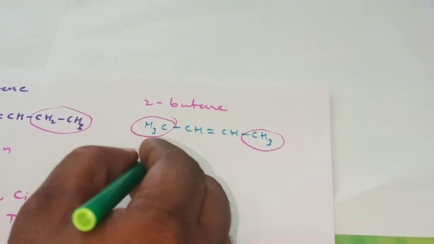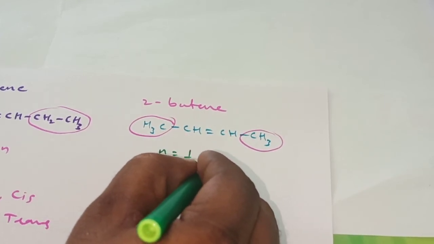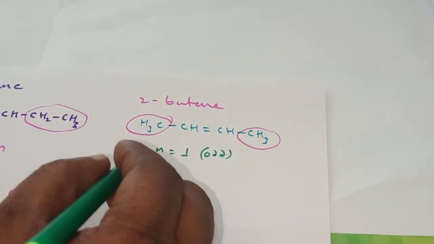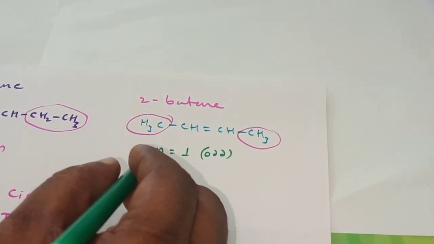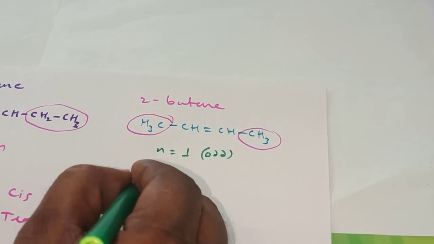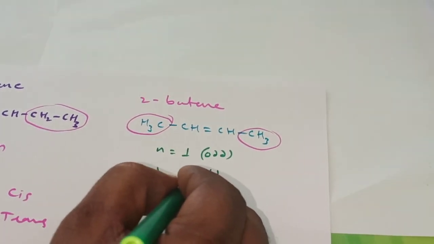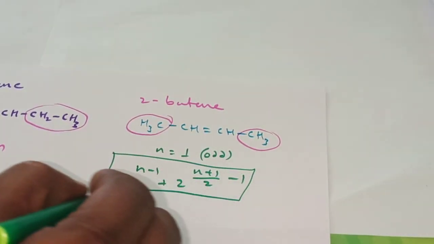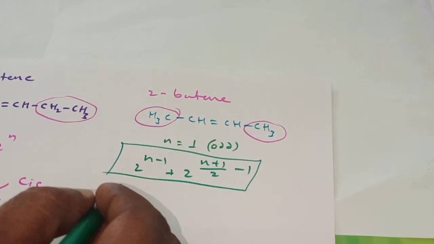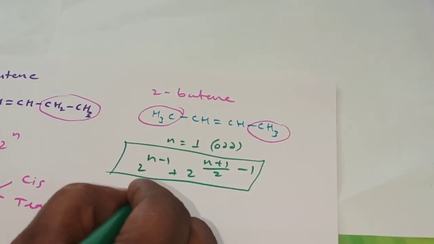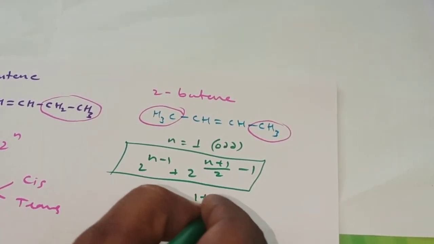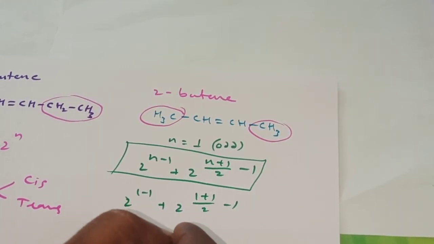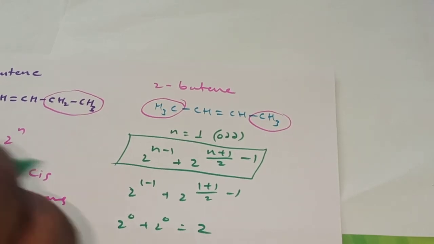How many double bonds are there? n is equal to 1, which means it is an odd number. So we have the formula now. What is the formula for the number of geometrical isomers of alkenes containing an odd number of double bonds? Yes, very good: 2 to the power n minus 1 plus 2 to the power n plus 1 upon 2 minus 1. So remember, n is equal to 1. Here 2 to the power 1 minus 1 plus 2 to the power 1 plus 1 upon 2 minus 1 is equal to 2 to the power 0 plus 2 to the power 0, that is equal to 2. Clear? That means two isomers we can write.